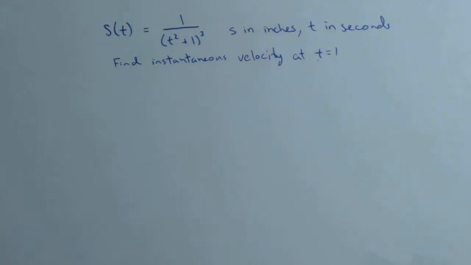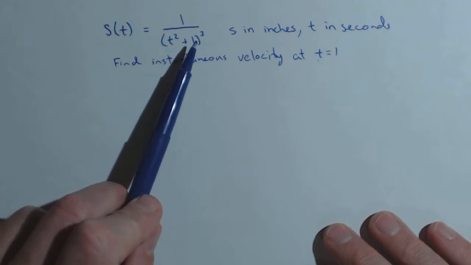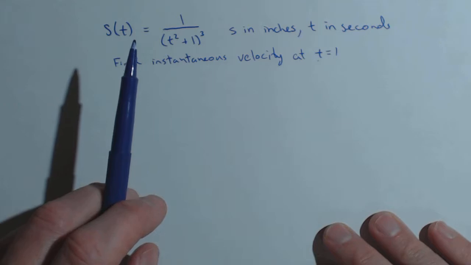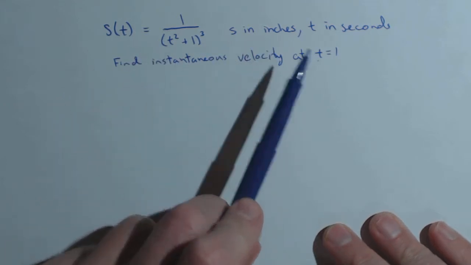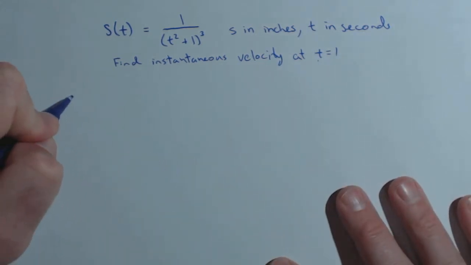In this video, we're given the function s of t equals 1 over (t squared plus 1) quantity cubed, to represent the position of a particle moving horizontally along an axis at time t, where s is in inches and t is in seconds. And we're going to find the instantaneous velocity at t equals 1.